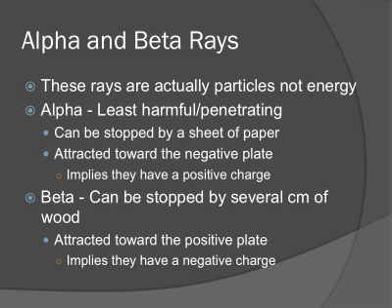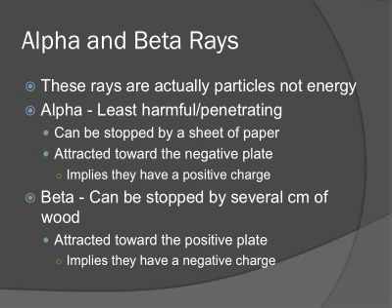So the first one is alpha. These are the least harmfully penetrating, which means these are the ones that can be stopped by a piece of paper. These are not going to hurt you very much. These are also attracted toward the negative plate, which implies that they have a positive charge. If they're attracted towards the negative side, they're going to be positively charged.